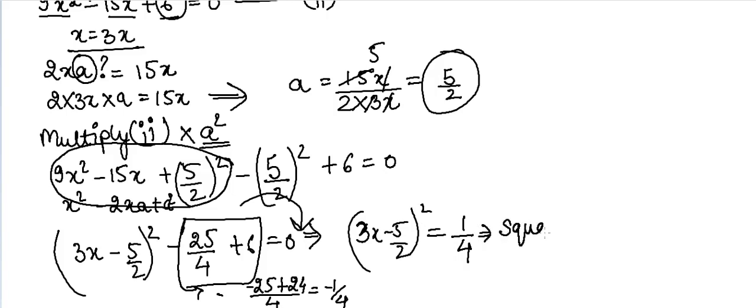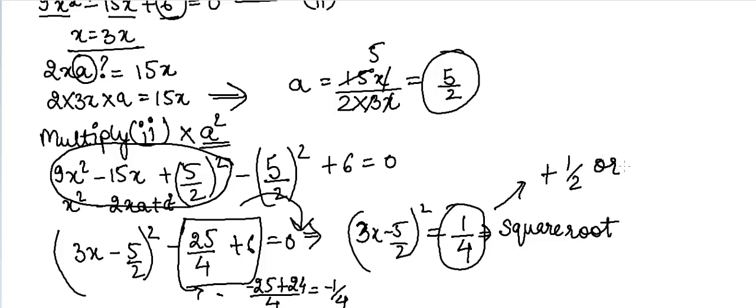You will take the square root. Now for square root, we know this is equal to positive 1 by 2 or negative 1 by 2, because if you take the square root, this 1 by 4 is the square of 1 by 2 as well as minus 1 by 2. So the very first time you will take it as plus 1 by 2, and the second time you will take it as minus 1 by 2, and then you can calculate the value of x.